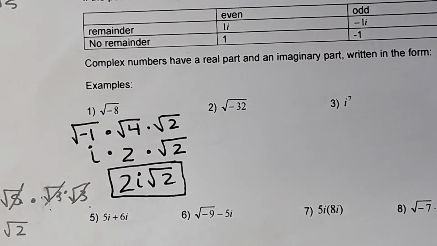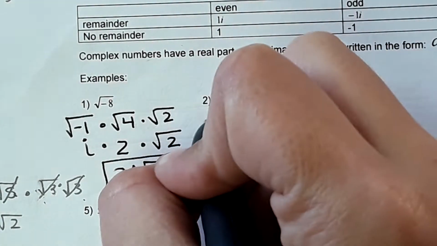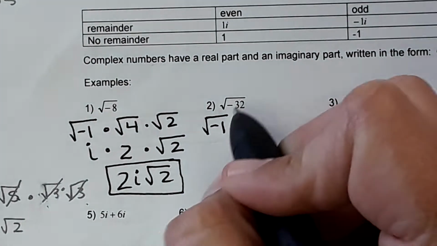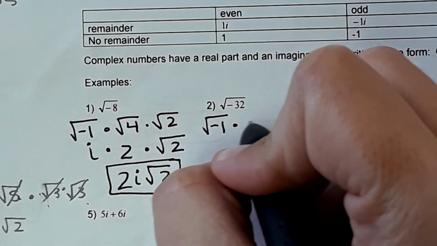So number 2, we're going to break up 32 just like yesterday, but we're also going to add a factor that's the square root of negative 1. And then breaking up 32, there are different ways to do it. I'm going to do 16 and 2 because I know I can take the square root of 16.